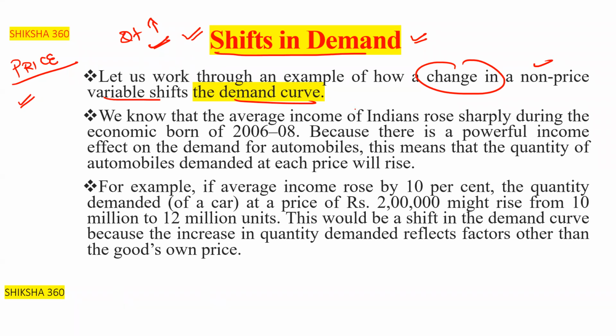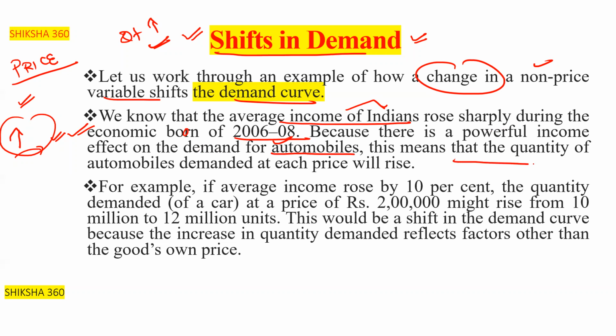We know that the average income of Indians rose sharply during the economic boom of 2006 to 2008. There is a powerful income effect on the demand for automobiles. As the income rises, the demand for automobiles increases, during 2006 to 2008.